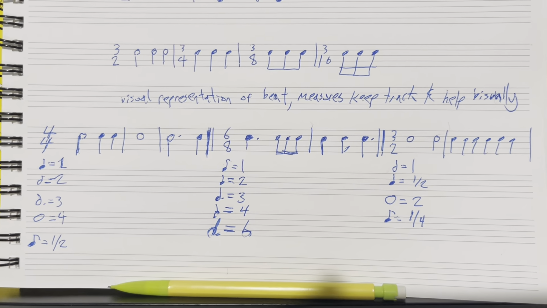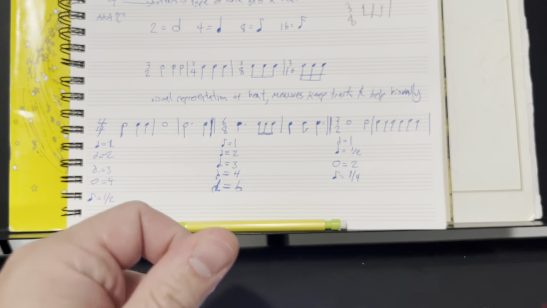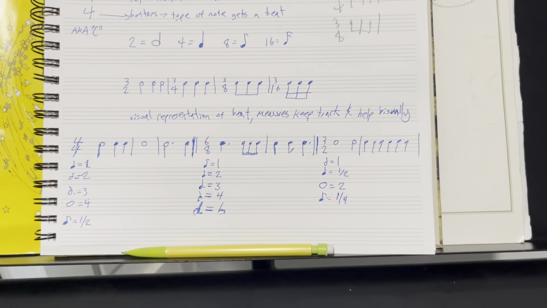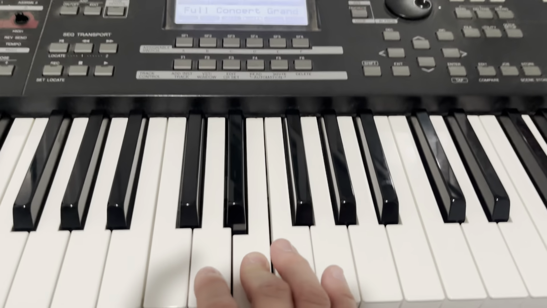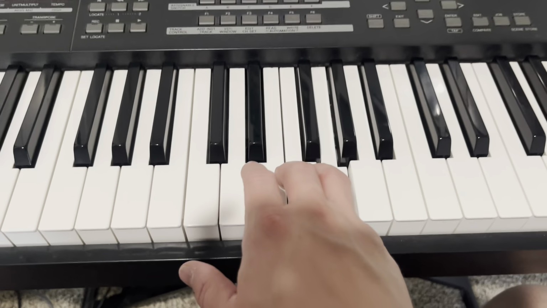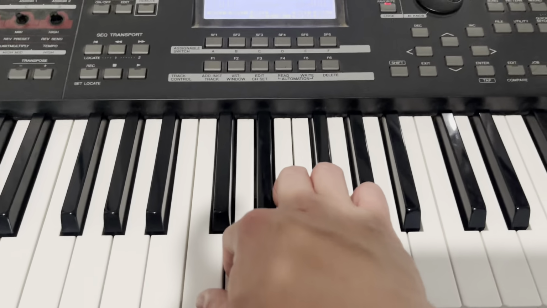So 6/8 has a flow of 1, 2, 3, 4, 5, 6, 1, 2, 3, 4, 5, 6, and so on.